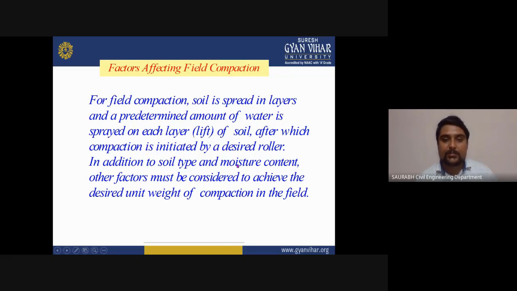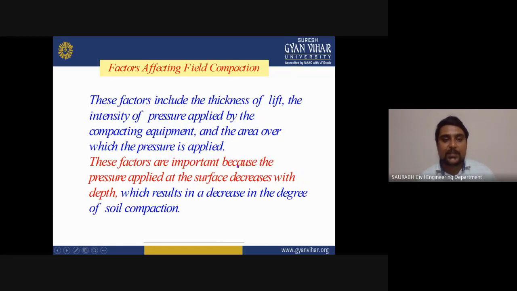For field compaction, soil is spread in layers, and a predetermined amount of water is sprayed on each layer of soil, after which compaction is initiated by the desired roller. In addition to soil type, moisture content and other factors must be considered to achieve the desired unit weight of compaction in the field. These factors include the thickness of the lift, the intensity of pressure applied by the compaction equipment, and the area over which pressure is applied. These factors are important because the pressure applied on the surface decreases with depth, which results in a decrease in the degree of soil compaction.